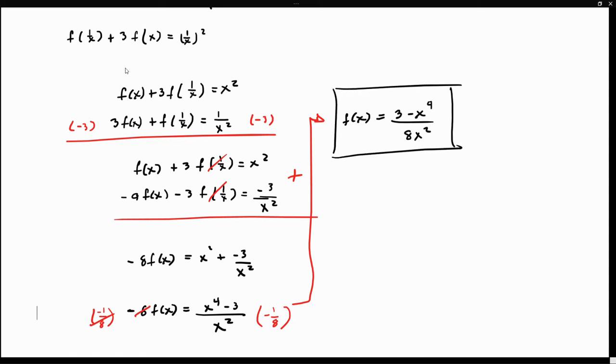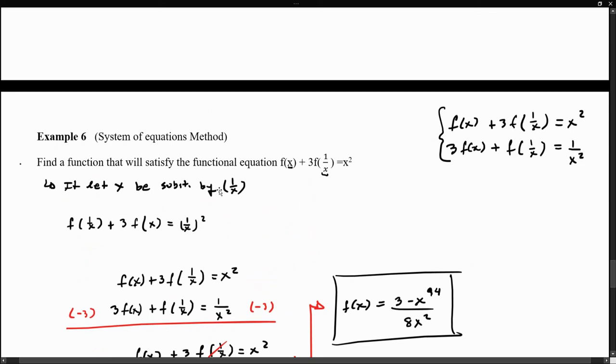And now this equation, 3 minus x to the 4th, this looks like a 9, but it's supposed to be a 4. 3 minus x to the 4th all over 8x squared will satisfy this condition. And we're not going to check it, but you can trust your math skills. This equation here will satisfy this condition, so therefore this equation here is the solution of this functional equation.